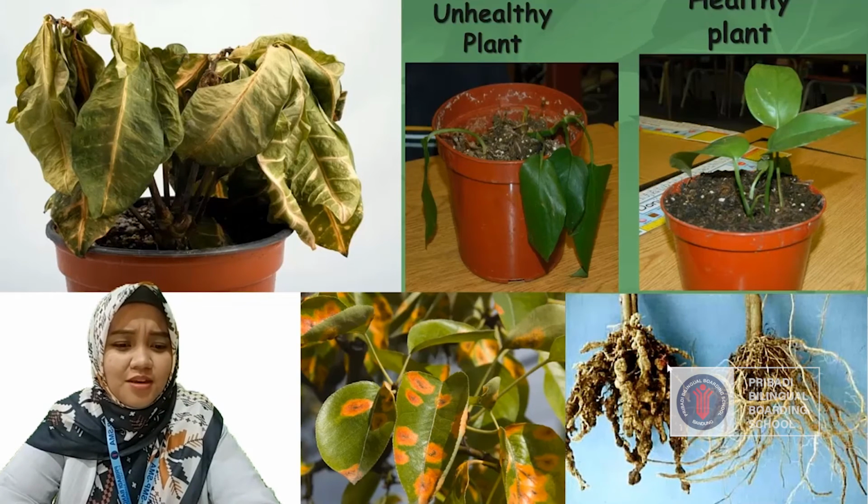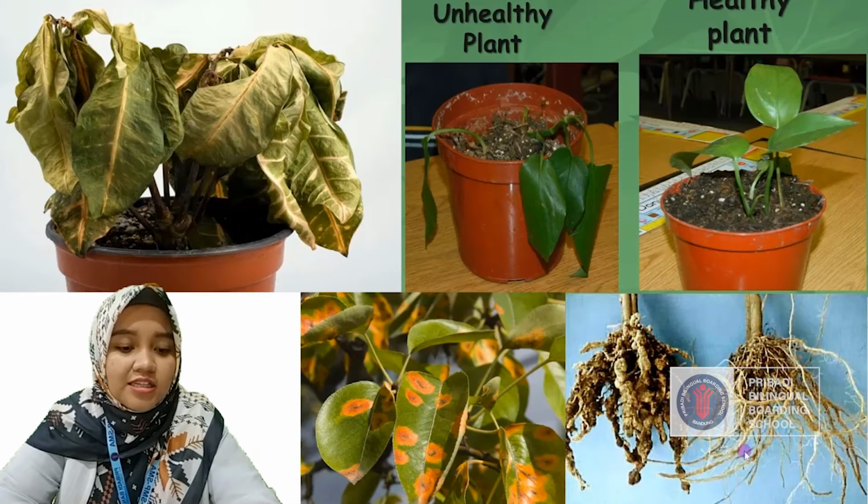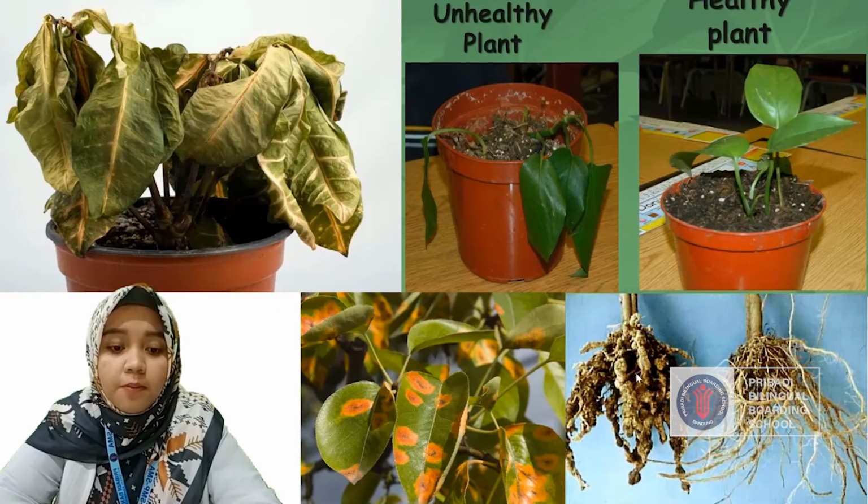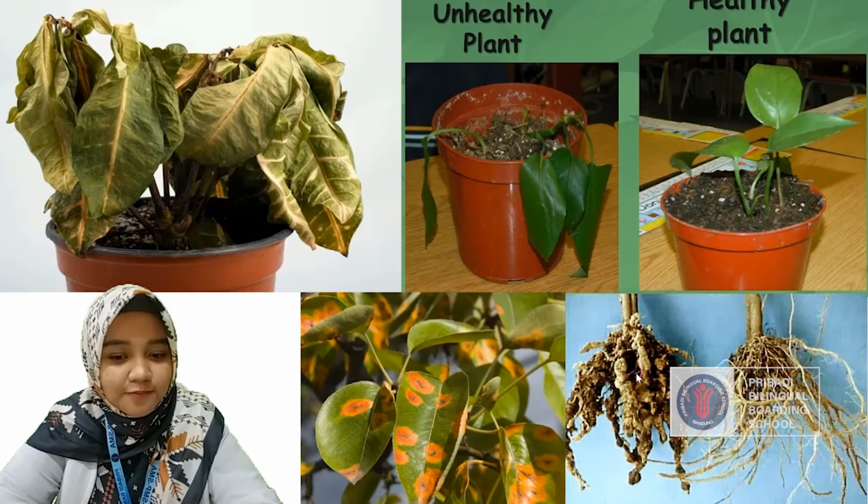What is it, Miss? Okay, so here there is an infection in the roots. The normal or healthy roots are supposed to be like this, but when the root is not healthy, it will be swollen like this. If the root is swollen like this picture, it cannot work properly to absorb the water.